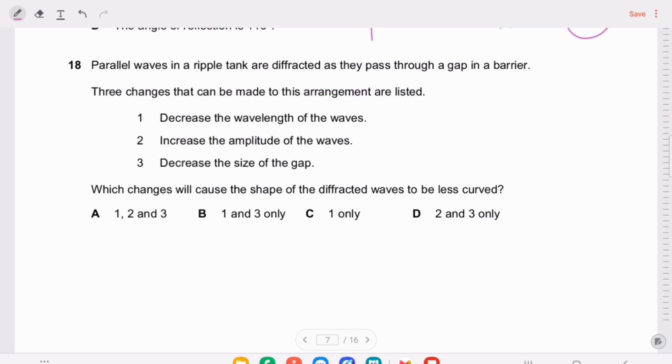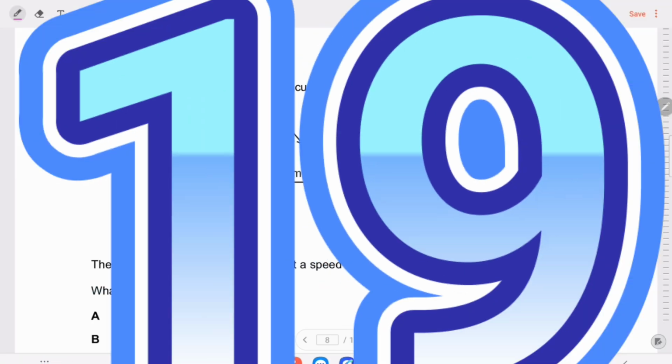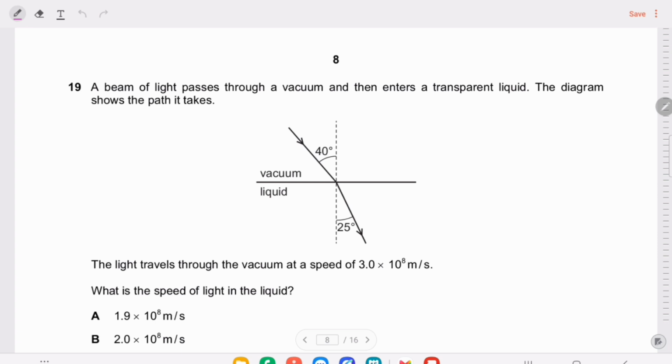For example, imagine water waves moving through an opening in a harbor wall. Small waves spread out less than large waves. That's exactly what happens when wavelength decreases. When you see diffraction, wavelength matters. Gap size matters. Amplitude does not matter. So, only 1 and 3 are correct. That is option B.